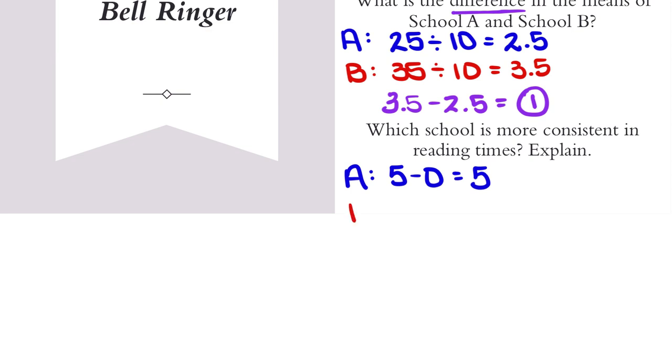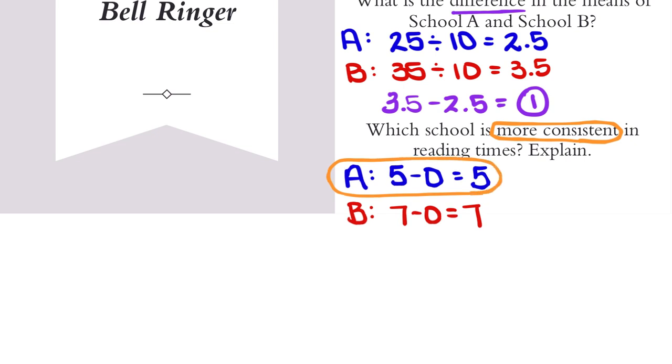What about school B? Kate? 7 and 0. 7 and 0. Okay, so on this one, if I'm looking for the school that is more consistent, do I want the small range or the large range to be more consistent? Small. Yeah, I want the small one.